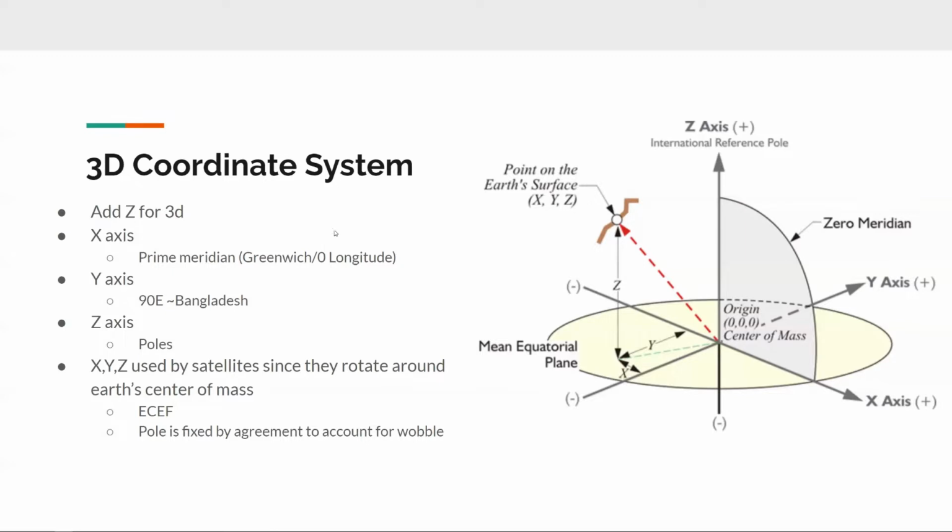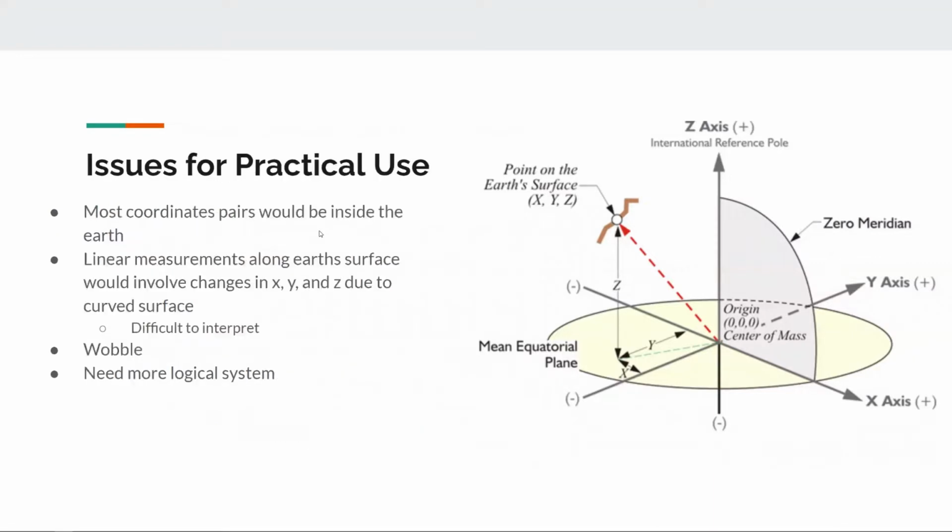But there are some problems with this. We're looking for practical usage here. We're not computers. We want to interpret some nice, simple to use coordinates to measure where our assets are. So most coordinate pairs in this system are going to be inside the Earth, which we have no use for. We're not collecting points in the Earth's mantle or deep in the crust. And linear measurements along the Earth's surface are going to involve changes in the X, Y, and the Z due to the curved surface.